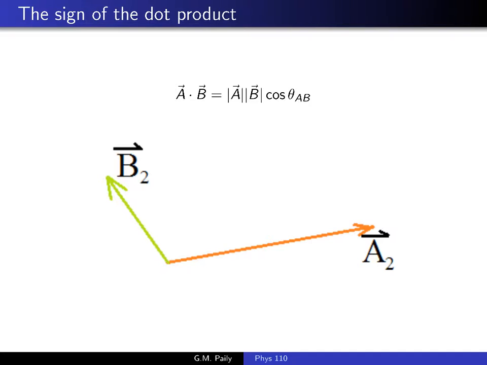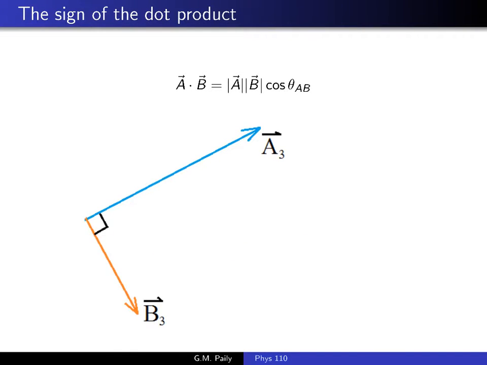In this case, they are pointing in roughly opposite directions. The angle between them is greater than 90 degrees. In such a case, the dot product of A2 and B2 will be negative. And in this case, A3 and B3 are perpendicular to each other. There is a right angle between them, and in this case, cosine of 90 degrees gives you 0. They are neither pointing in the same direction nor in opposite directions. They are, we say, orthogonal or perpendicular to each other.